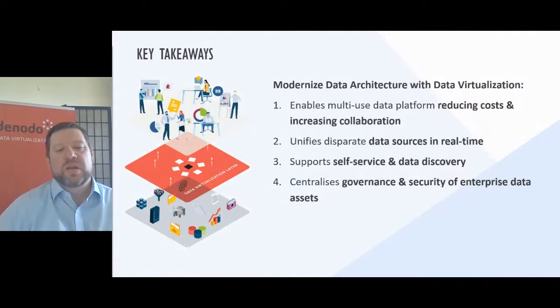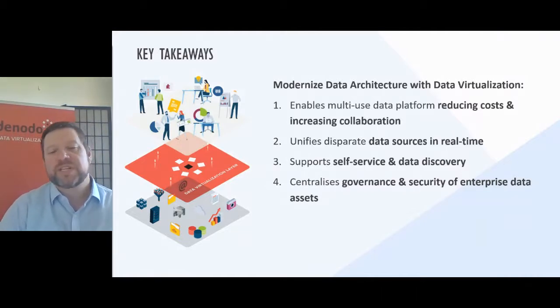It allows you to get access to all of the disparate data sources, whether on-premise or in the cloud, across multiple cloud providers, software as a service, in real time. So we're reducing the time it takes to deliver the data, as well as ensuring that those users that need real-time data get access to it.